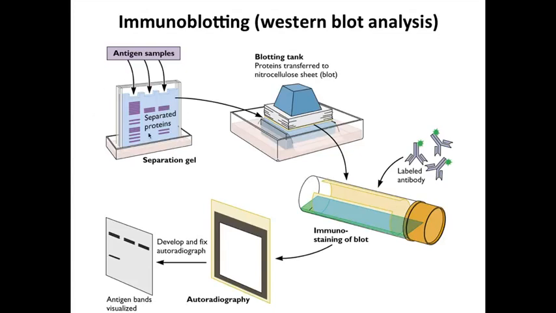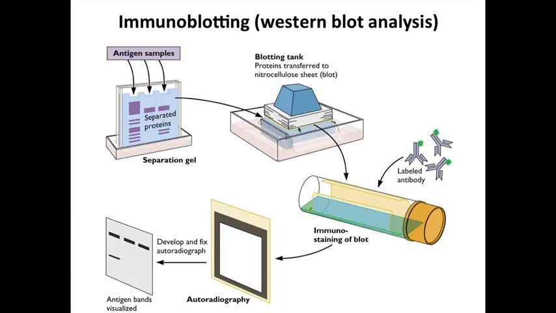So in this experiment, we have placed samples of virus-infected cells and fractionated them on a protein gel. So the individual proteins are separated according to their size by an electrical current passed across the gel. The gel is then taken out of the apparatus and placed in an apparatus where we can transfer all these proteins to a membrane, a sheet. So this is called a blotting tank.